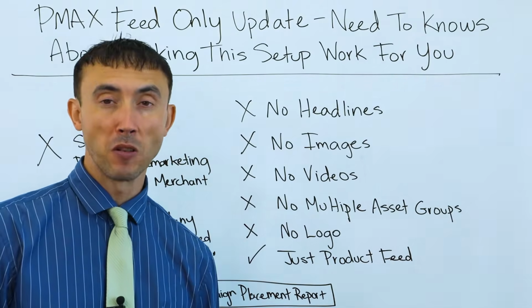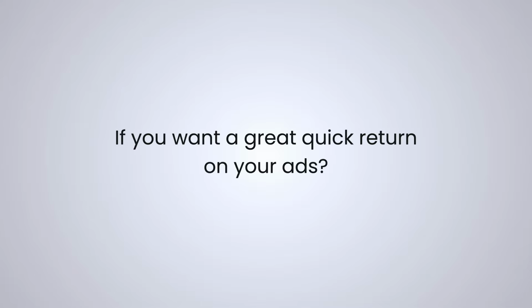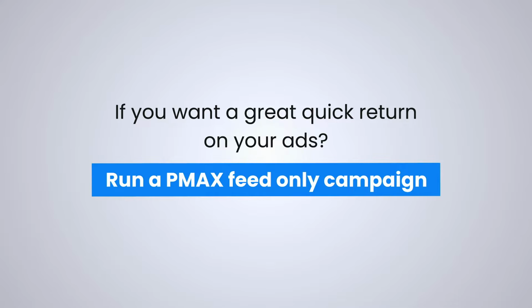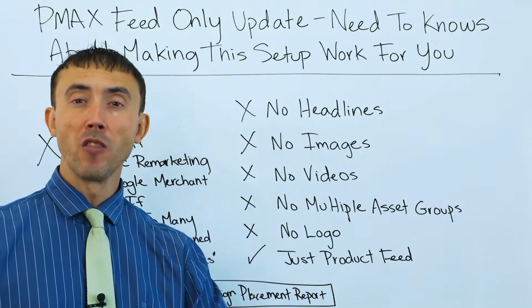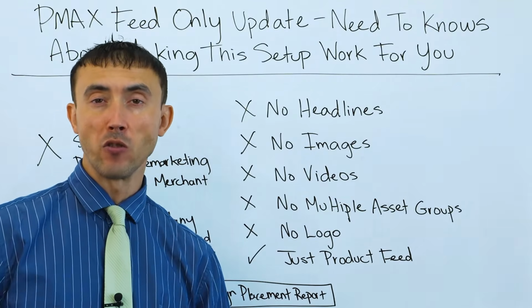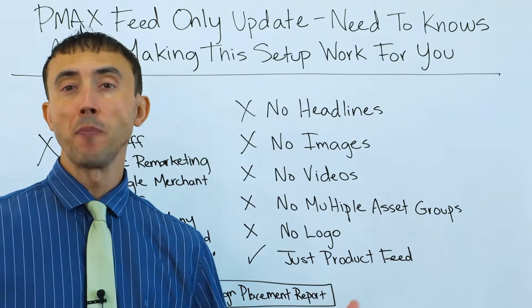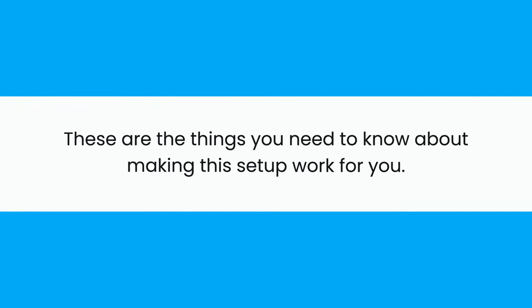as the shopping placement. So if you want a great quick return on your ads, you run a PMAX Feed Only campaign that gets you the best part of PMAX, without the downsides of all the other parts that Google tries to shove down your throat when using PMAX, which is why they push it so hard. These are the need to knows about making this setup work for you, okay?